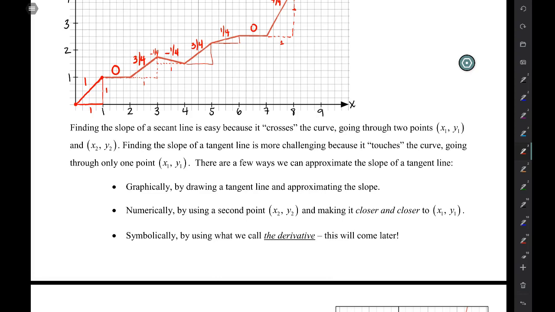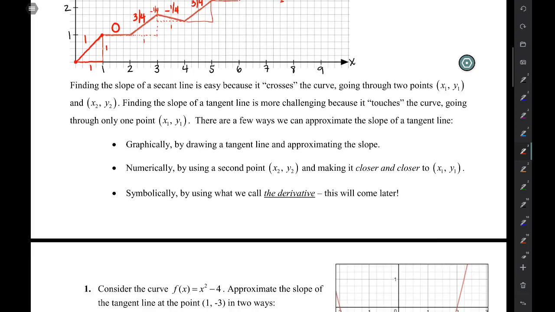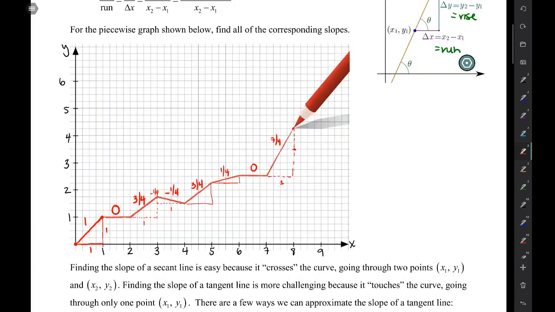And slope is defined as rise over run, where it's a difference between two different points, right? So it's a little bit more difficult to find the slope of a tangent line because it just touches the curve, and so that means it goes through one point instead of going through two points. So we can find a few different ways to approximate the slope of a tangent line, one of which is we can just draw the tangent line and then approximate the slope, just like what we did here, right?